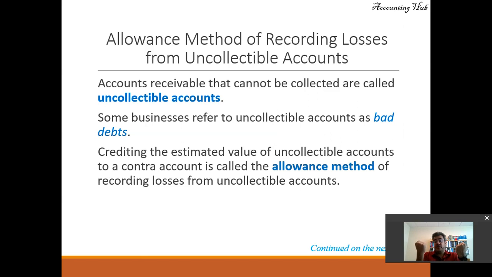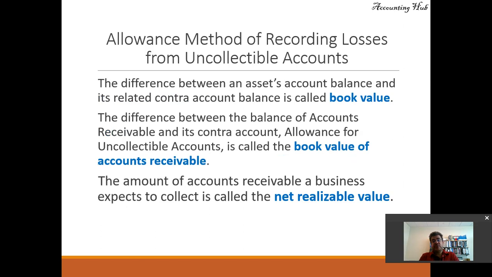And a contra account is the opposite account of the normal account. So for accounts receivable, the normal balance is a debit. So for a contra account, the normal balance will be a credit. If we are talking about equity, the normal balance is credit. A contra account, for instance, accumulated loss, is a debit. Okay? And the difference between an asset account balance and its related contra account balance is called the book value. Normal account less contra account is the book value.